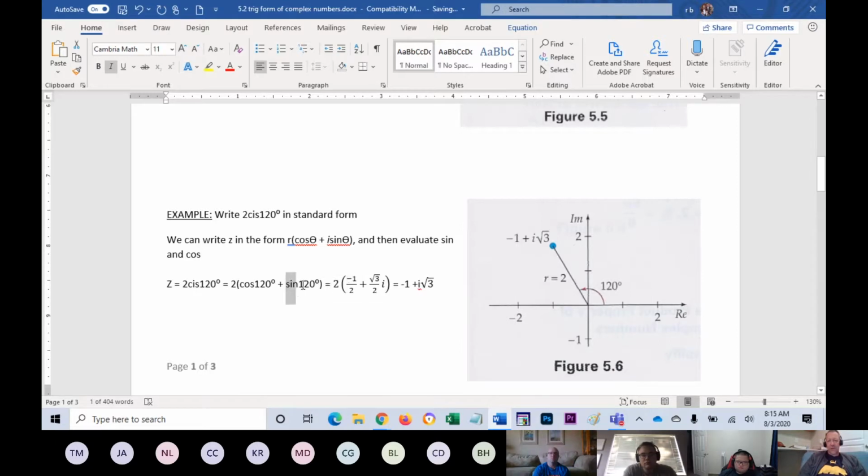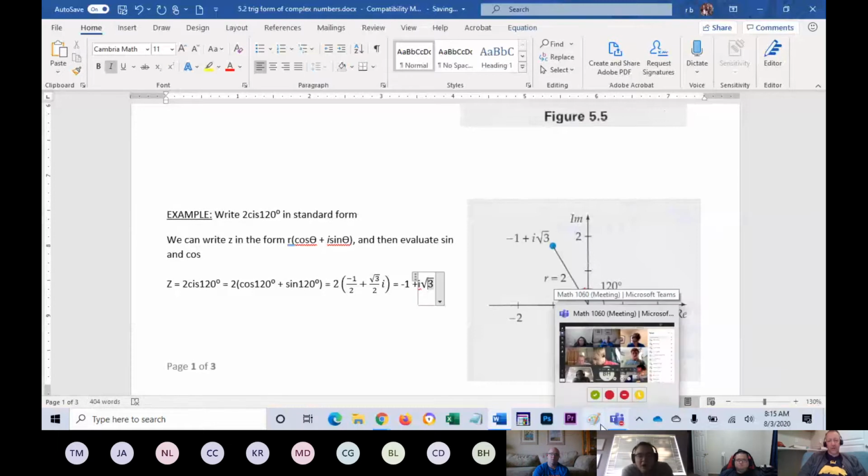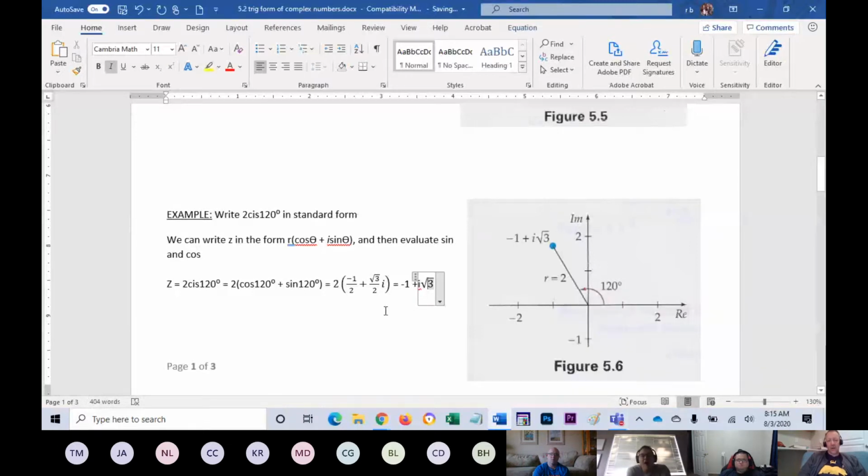Okay, so the sine of 120, that's not one we remember, but we do remember the sine of 60. Sine of 60 is square root of 3 over 2. Once again, it's positive because I'm in quadrant 2. And so essentially what happens is this 2 will cancel out both of my denominator 2's, and I end up with negative 1 plus I square root of 3. So, any questions there?